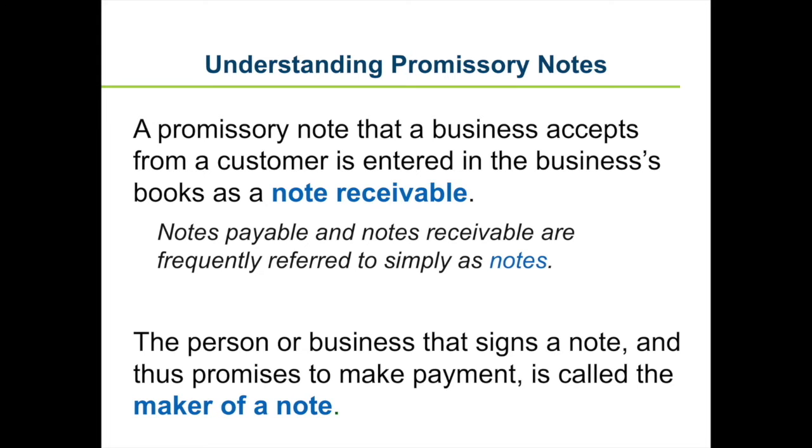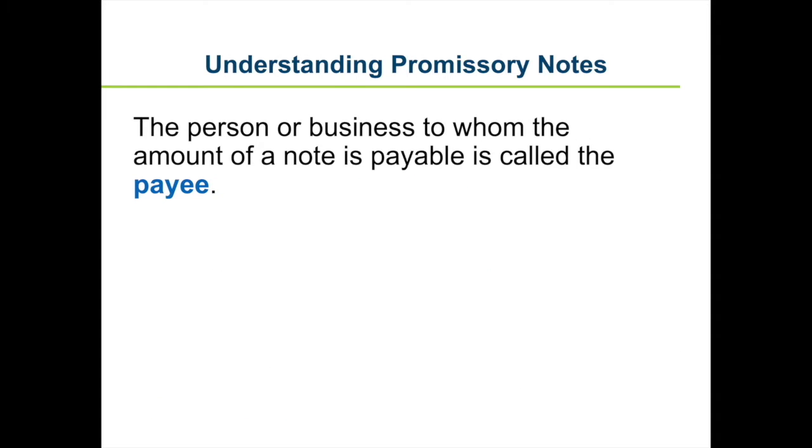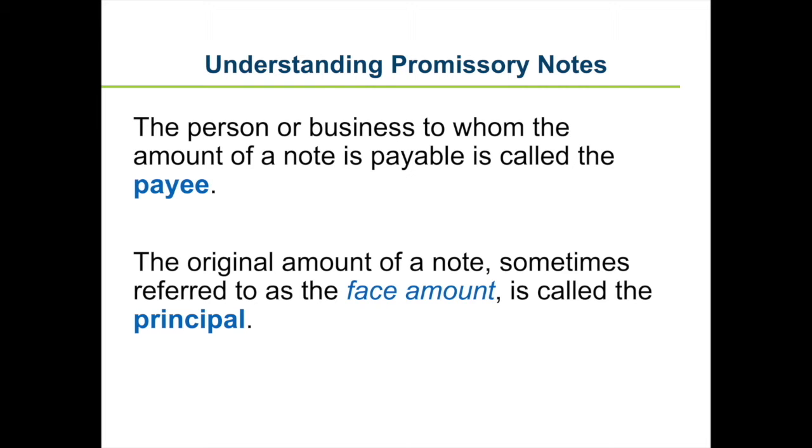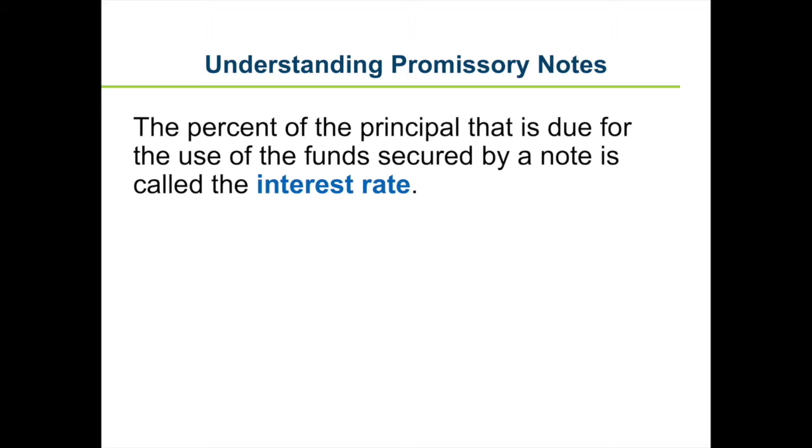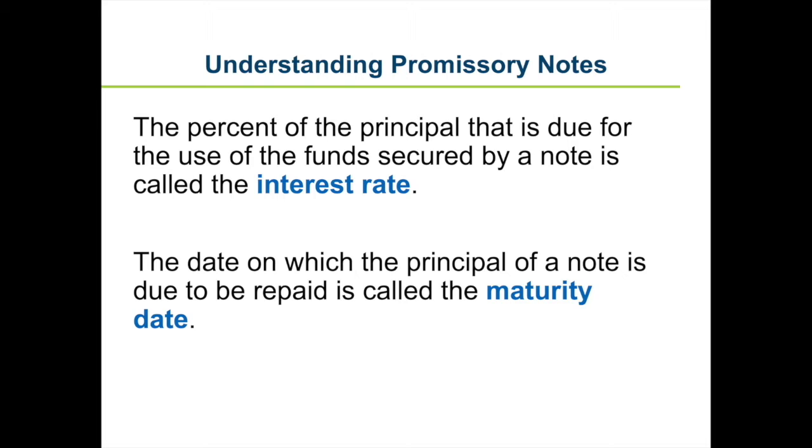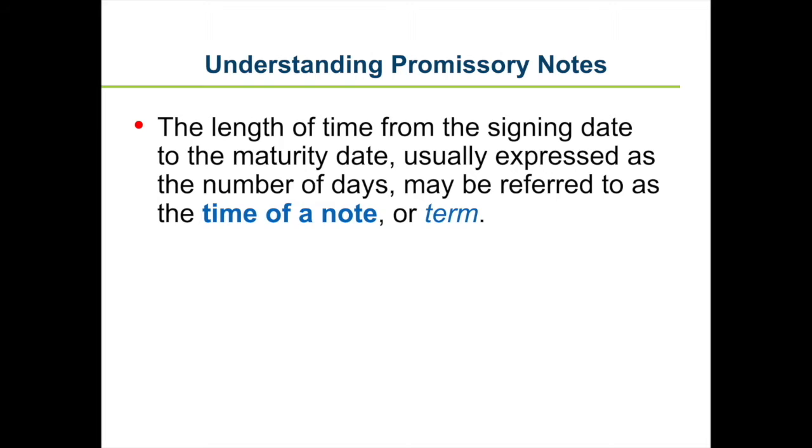The person or business that signs the note and thus promises to make payment is called the maker of the note. The person or business to whom the amount of the note is made payable is called the payee. The original amount of the note, sometimes referred to as the face amount, is called the principal. The percent of the principal that is due for the use of funds secured by the note is called the interest rate. The date on which the principal of the note is due to be repaid is called the maturity date. The length of time from the signing date to the maturity date, usually expressed as number of days, may be referred to as the time of the note or term.